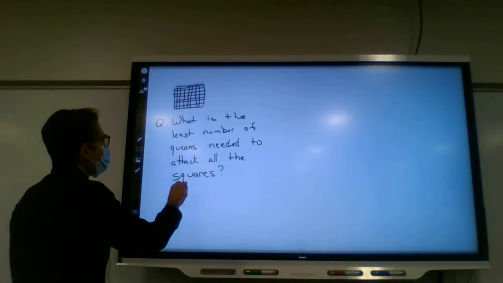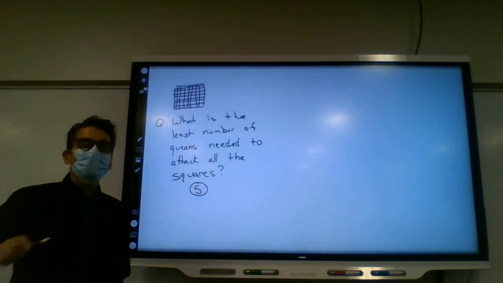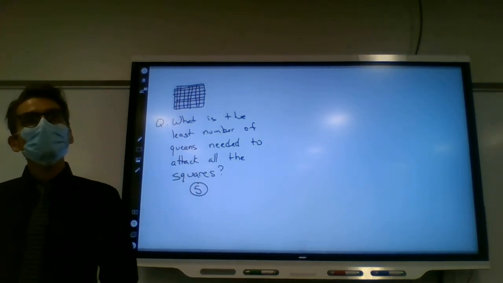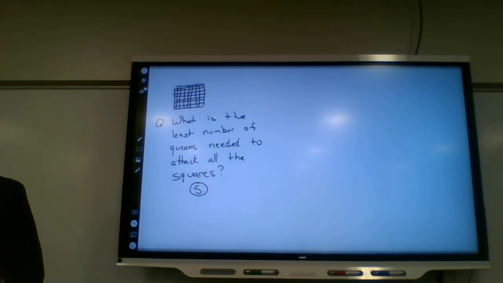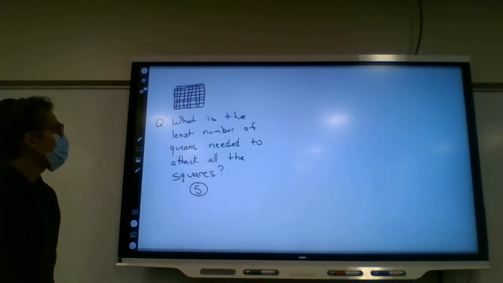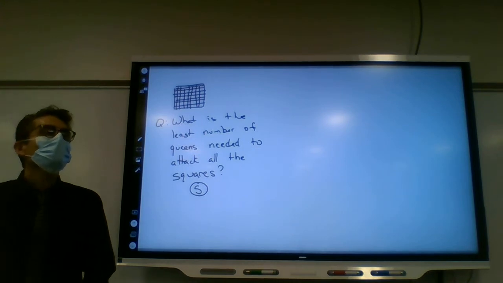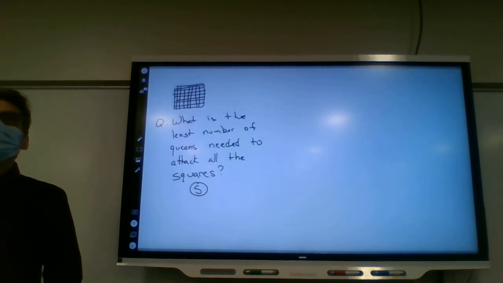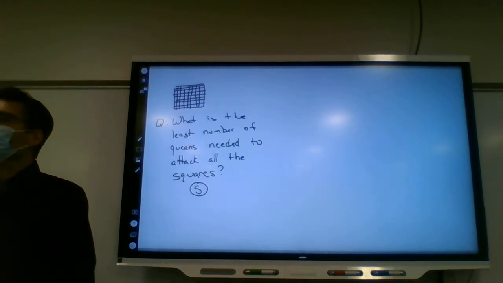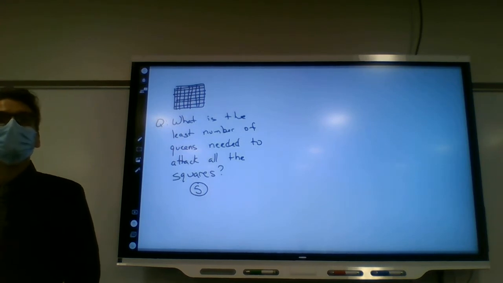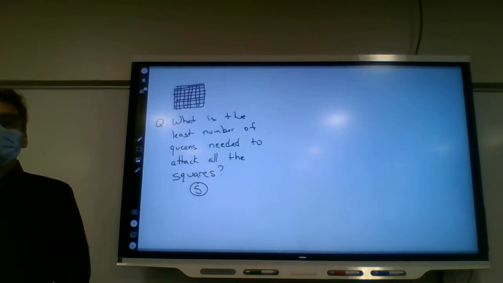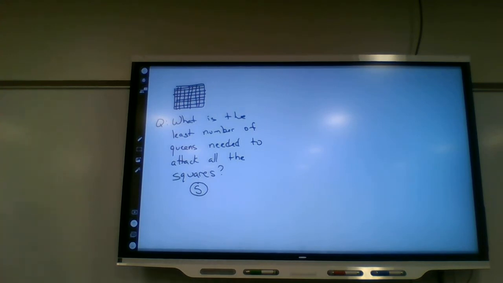It does turn out to be 5. And there are lots of ways to organize it to get 5, but there are also lots of ways to organize it where 5 won't work, right? There's lots of ways that 5 aren't enough. In some of these solutions of 5, you can have 2 queens attacking each other. In some of these solutions of 5, you don't have 2 queens attacking each other, and they can work. But 5 does turn out to be the smallest number.